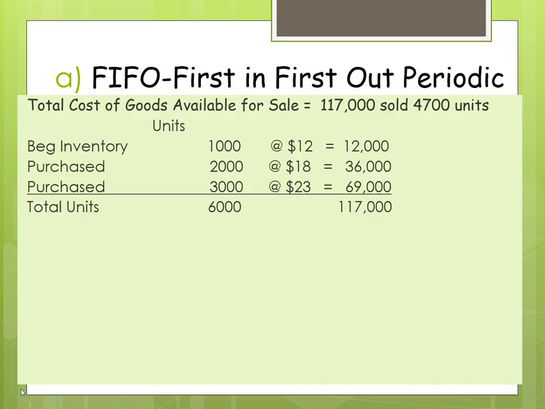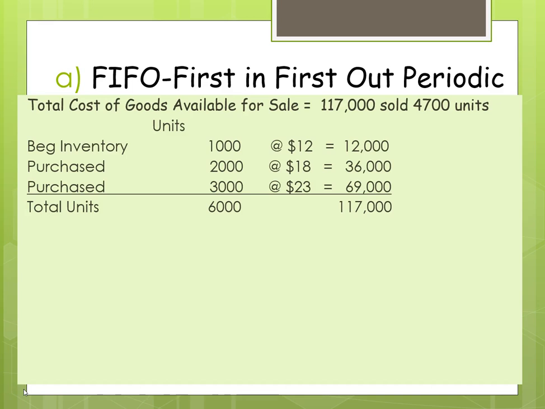So let's start with FIFO. Again, since we don't care when it's bought, we don't have to set it up to show the purchases. We know that we had $117,000 for our cost of goods available for sale, and 4,700 units were sold.